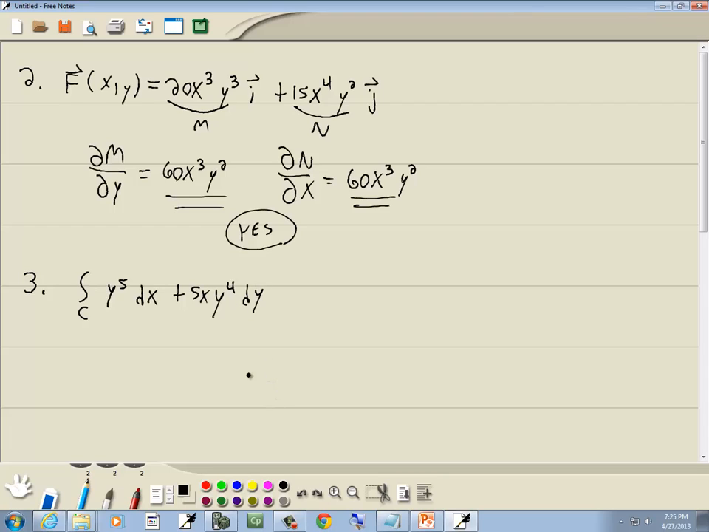First thing, we got to determine if it's conservative. Well, this is our m, and this is our n. Partial of m with respect to y would give us 5y to the fourth. Partial of n with respect to x, 5 and y to the fourth remain. The derivative of x is 1, so that gives us 5y to the fourth. Again, since these are both 5y to the fourth, then it is conservative. So we can use the fundamental theorem.